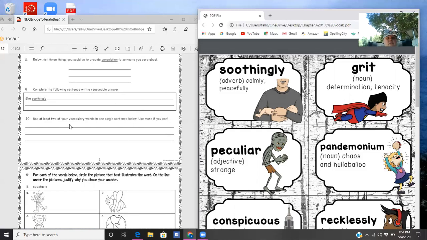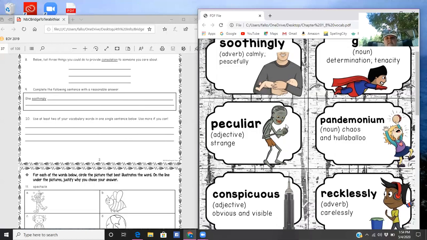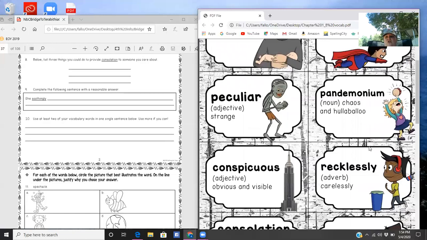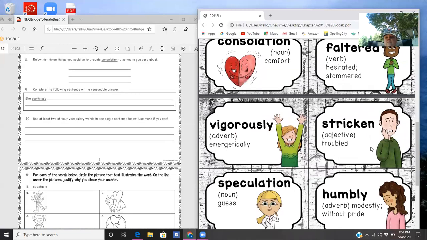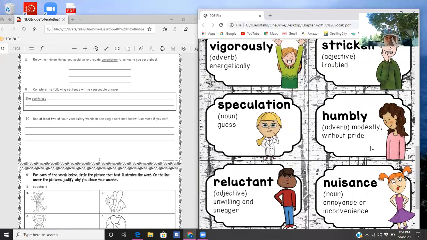Look at number 10. Use at least 2 of your vocabulary words in one single sentence below. Use more if you can. Remember, they're not asking you to create a run-on sentence. They don't want you to just write a bunch of words, and they don't want you to write your vocabulary words just all strung together. The sentence needs to make sense, but you also need to use vocabulary words in your sentence. So you want to pick words that would go together. At least two.